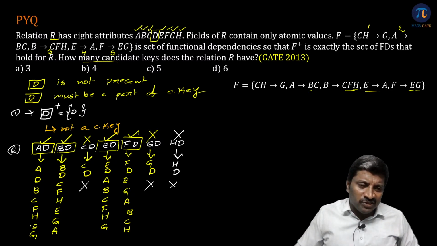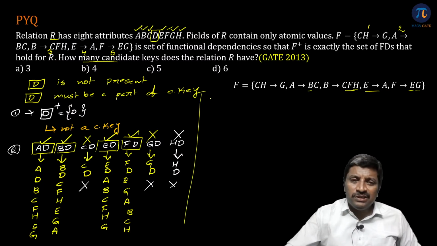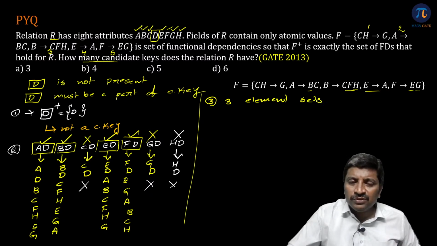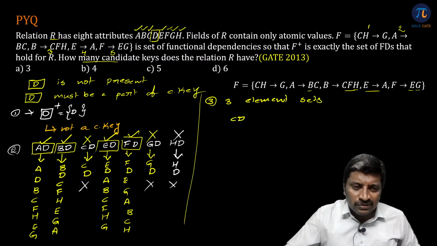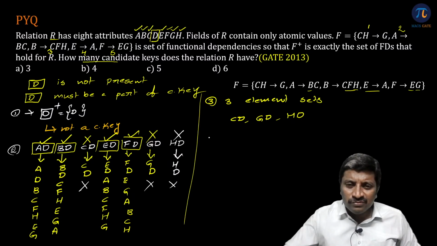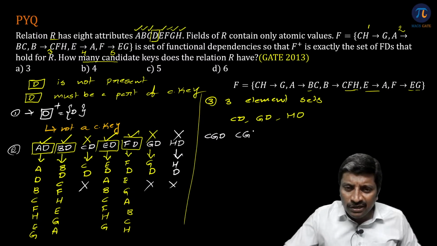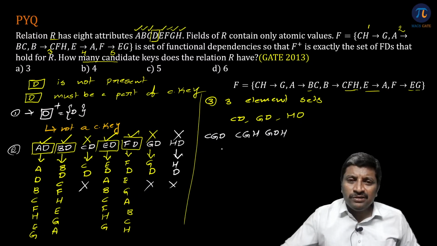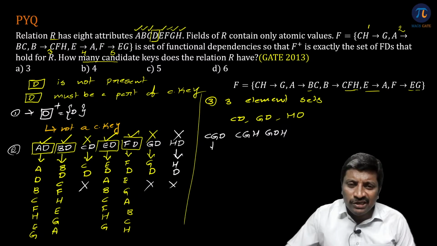Now I need to try 3 element sets. Sir, when you try 3 element sets, don't consider those which are already candidate keys. So what else can you consider, sir? CD, GD, HD. These are the only possibilities. With these, what can you form? C, G, D. C, G, H. Then anything else, sir? G, D, H. Am I right?